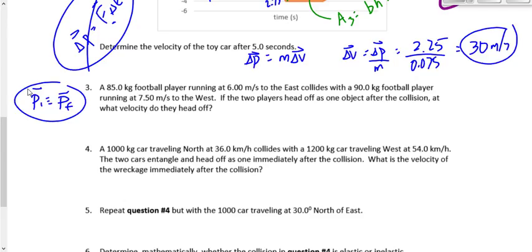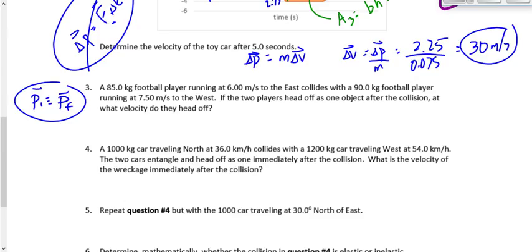Now, the total amount of momentum will remain constant if we have what? I'll give you a hint, if we have an isolated system. An isolated system is a system in which we have no external forces acting, right? System in which we have no external forces acting.